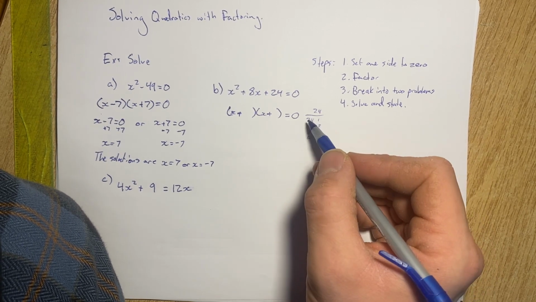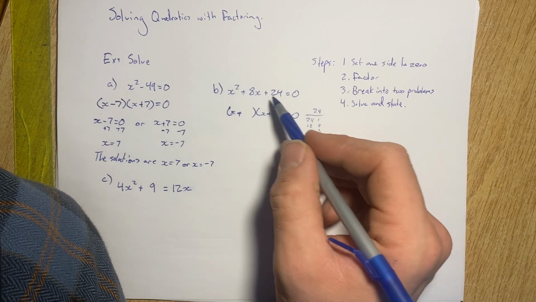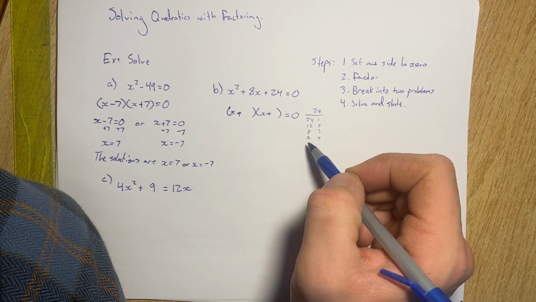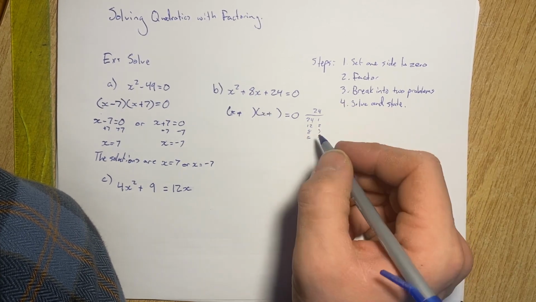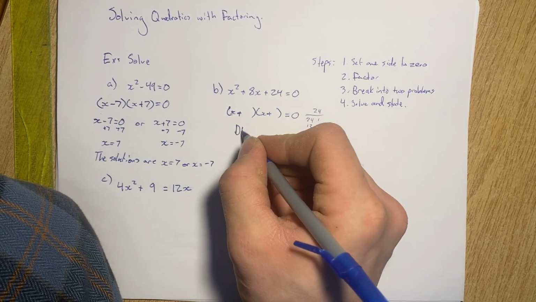And I'm checking to see, is 24 plus 1 8? Nope. How about 12 and 2? 8? Nope. How about 8 and 3? Nope. How about 6 and 4? Nope. There's no other factors. So in actual fact, this one does not factor.